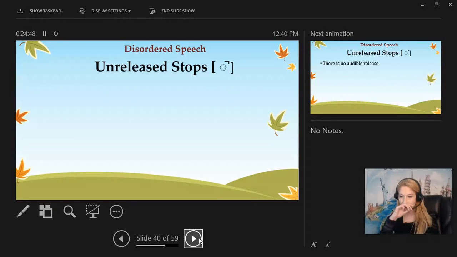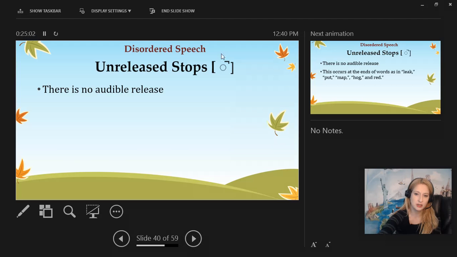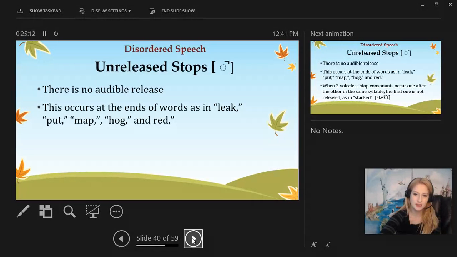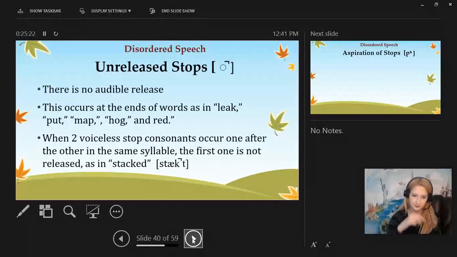Okay, so now I'm going to get into the transcription of disordered speech. Here you can see these are using brackets. So first we have unreleased stops. An unreleased stop is denoted by the little line that goes across and then down. This is when there's no audible release. This occurs naturally at the ends of words, as in leak, put, map, hog, red. So there's no audible release at the end of those words.